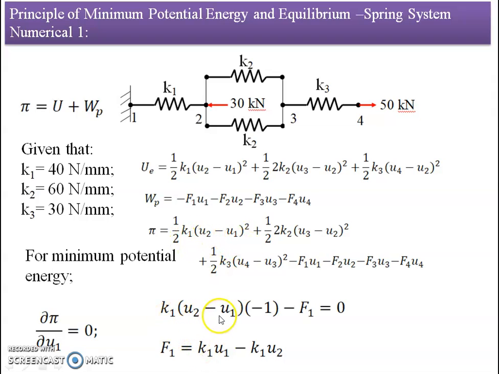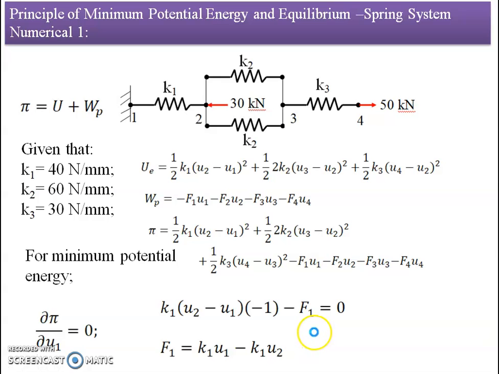So here K1 into (u2 minus u1), and I have to take again the derivative of the corresponding displacement component. It has a negative sign, that's why minus 1. In this particular element there is no displacement available, so this will act as a constant and its value will become 0. Here also u1 is not present, so this value will be 0. But in the case of F1 U1, the derivative will be minus F1, and F2 U2, F3 U3, F4 U4 are constants. That's why we will have the net equation F1 equals K1 u1 minus K1 u2.